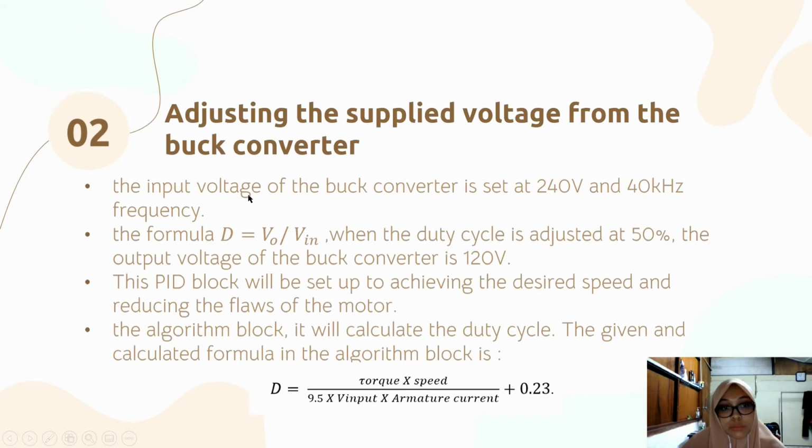So the second key principle is adjusting the supply voltage from the buck converter. Okay, we set up the buck converter with 240 volts and 40 kilohertz. The duty cycle we override. We adjust it at 50%. The output voltage of the buck converter will go to 124. The algorithm is where we calculate the duty cycle. Here is the formula of duty cycle for our system.